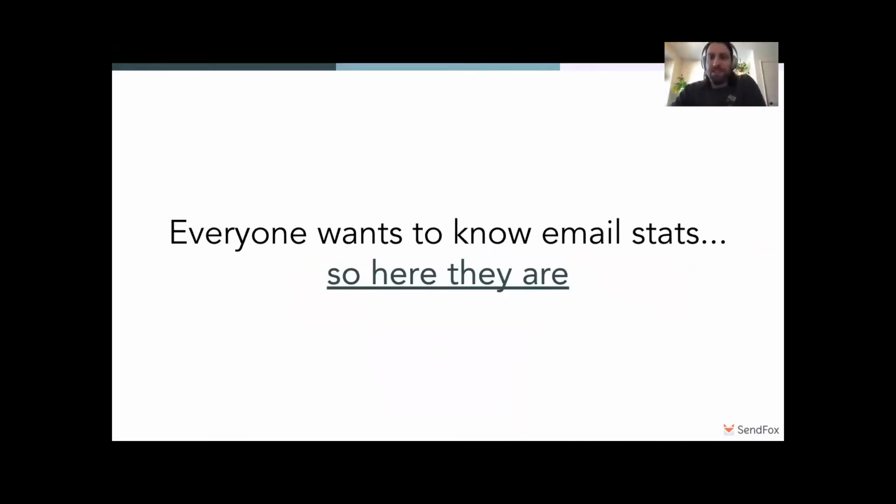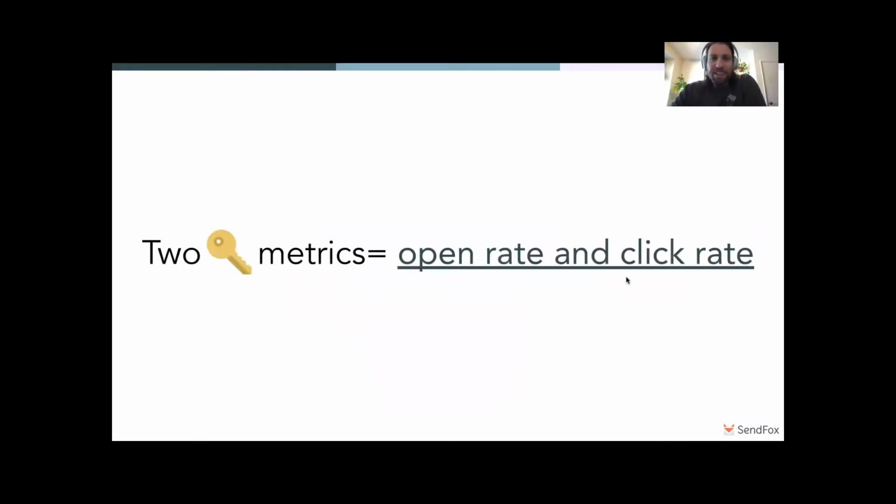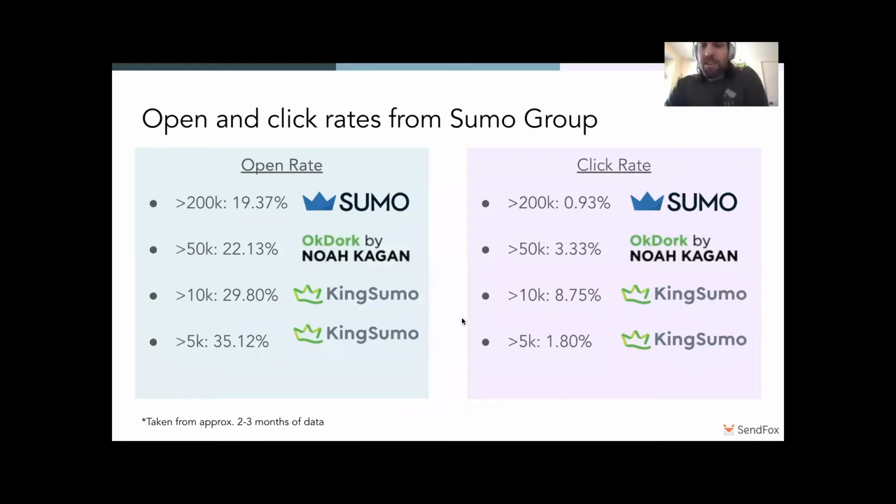Now, here's what it comes down to. Everyone wants to know about email stats, so I'm just going to give them to you. I'm just going to tell you exactly what's good and what's bad. So there are 2 key metrics that matter. You have open rate and you have click rate. Here are the open and click rates from Sumo Group emails. And feel free to screenshot this as well so you can use it as a baseline.